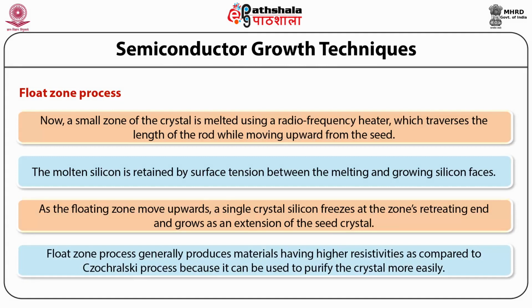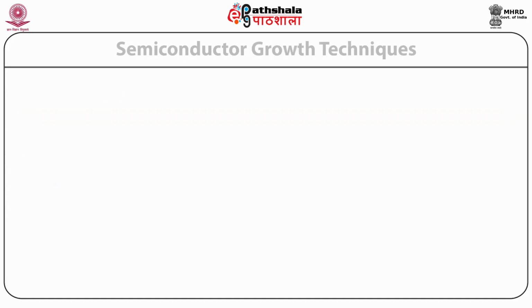The float zone process generally produces materials having higher resistivities as compared to the Czochralski process because it can be used to purify the crystal more easily. The schematic of the float zone process is shown in this figure.